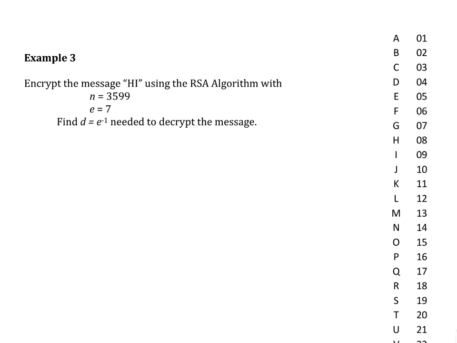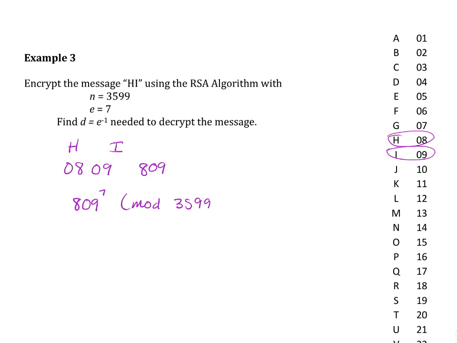So now how does it work when we encrypt a message? So my message is hi. I'm going to look up the corresponding codes. Now what we're going to do is, and notice we have a leading 0 here, so we got 0809. Putting that together to get the number 809. Okay, the leading 0 drops off from the number. Then we're going to take 809, raise it to the 7th power, mod 3599.